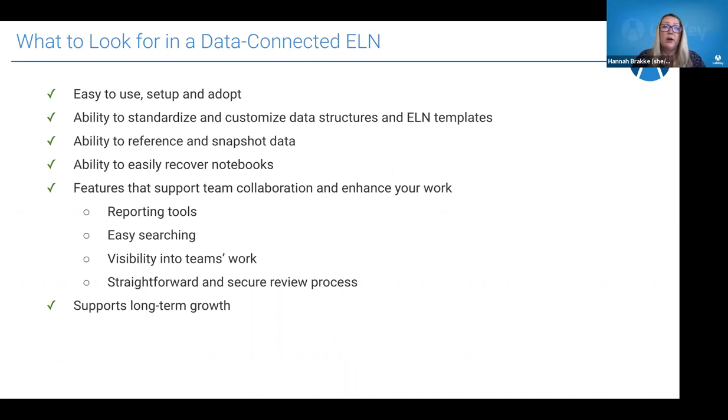And then lastly here, really looking for a tool that's both going to fit your needs today, but also support long-term growth. As you can imagine, as your lab takes on new projects or changes or scales or grows, how can you find a tool that's going to grow with you as well?